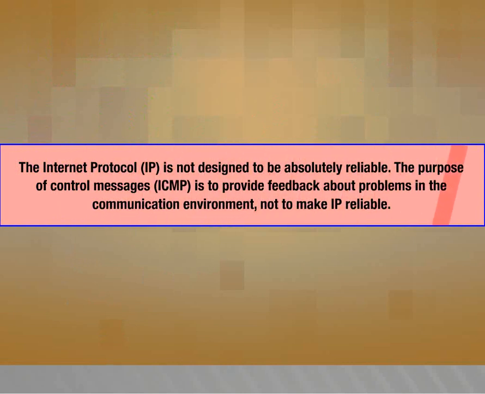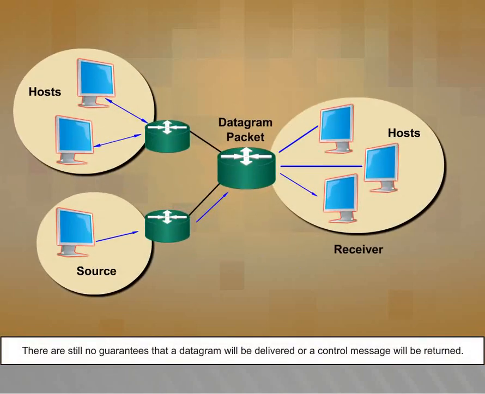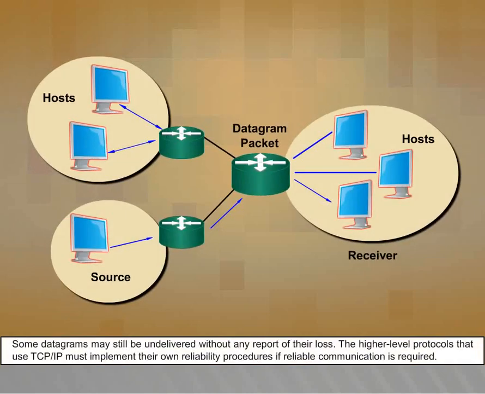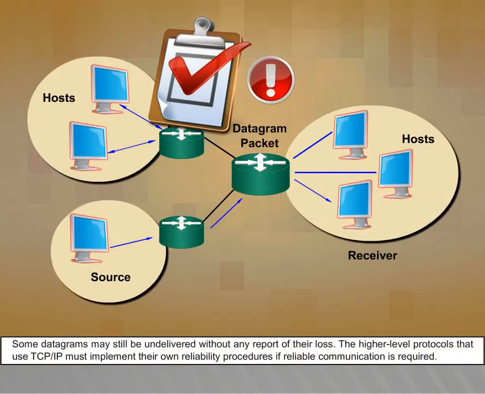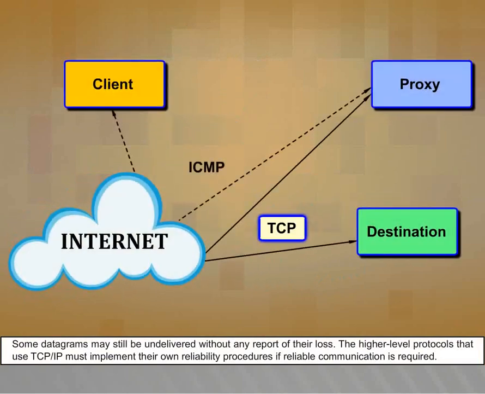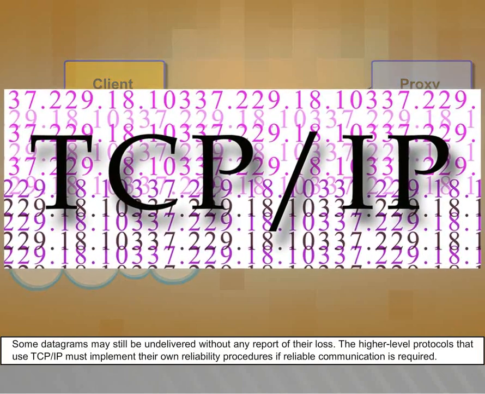The Internet Protocol (IP) is not designed to be absolutely reliable. The purpose of control messages (ICMP) is to provide feedback about problems in the communication environment, not to make IP reliable. There are still no guarantees that a datagram will be delivered or a control message will be returned. Some datagrams may still be undelivered without any reports of their loss. The higher-level protocols that use TCP/IP must implement their own reliability procedures if reliable communication is required.